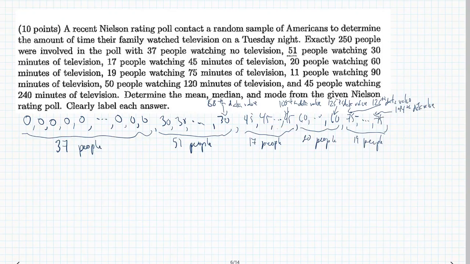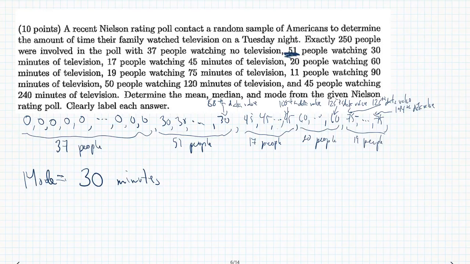All right, so now the mode. Now it sounds hard, but this is actually by far the easiest. It tells you 51 people are watching the most. And notice that's the most people watching at any certain time frame. So the mode is not the 51 people, it's the 30 minutes. Okay, I know that can be tricky, but keep that in mind.